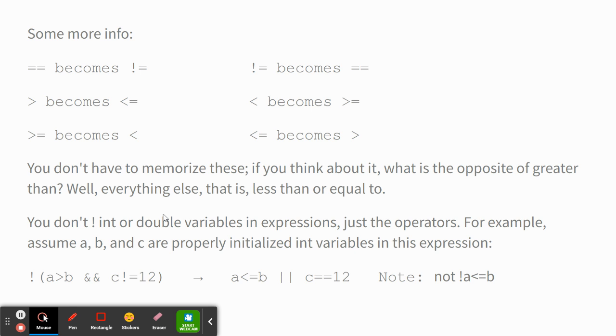So you don't do the not on int variables. I've already shown you an example here, but if I said not A greater than B and C not equal to 12, you don't write not A less than or equal to not B, because these are integer numbers. You flip this around. The A greater than B becomes A less than or equal to B. The and becomes an or, and the C not equal to 12 becomes C equals 12. So you don't do not A less than B, because A and B in this case are integers. That's different than if they were Boolean variables. Then you would put the not in front of them.